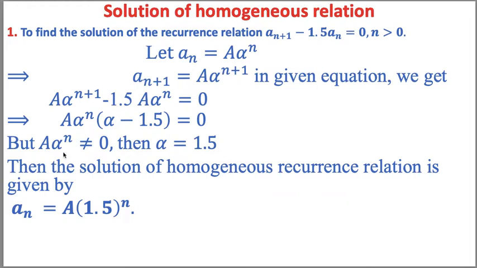It means the solution of the homogeneous recurrence relation is given by, we had substituted an equal to a alpha^n, and here alpha is 1.5, so an is equal to a times 1.5 raised to power n. So this is the solution of the given recurrence relation.